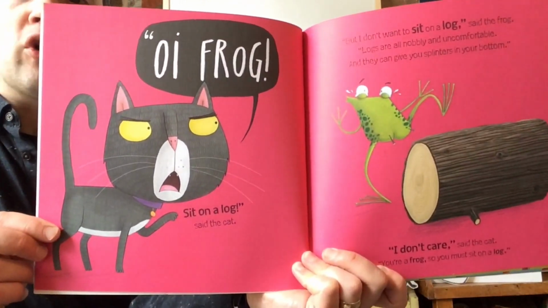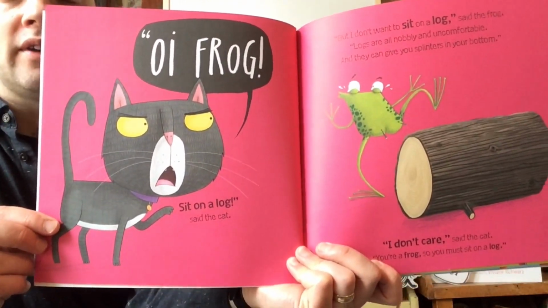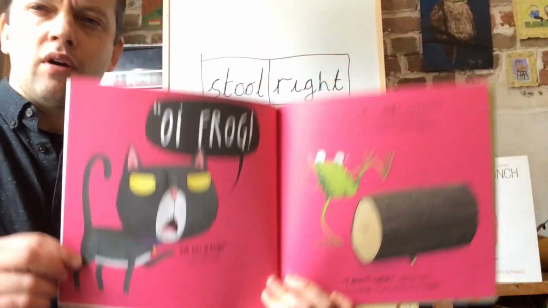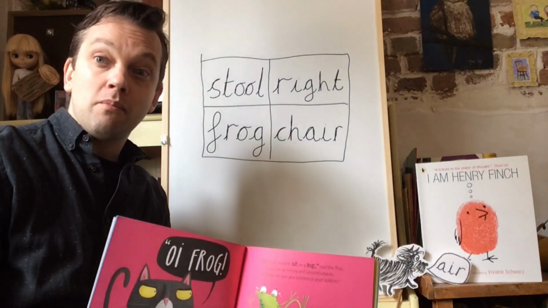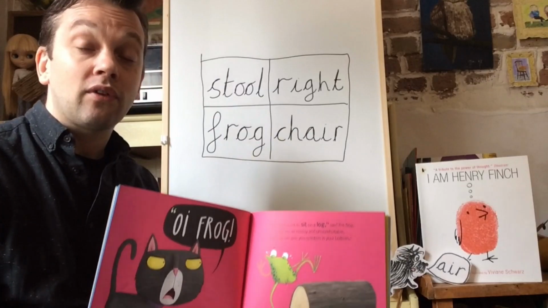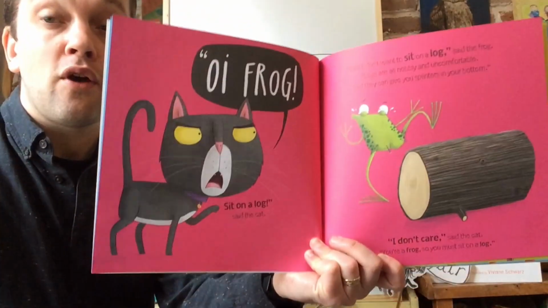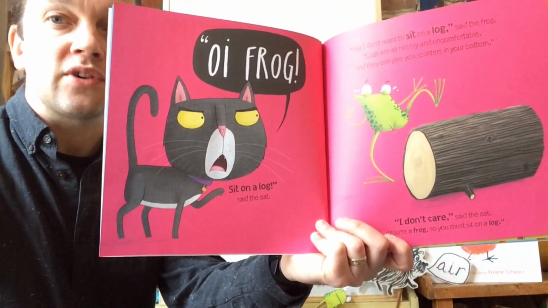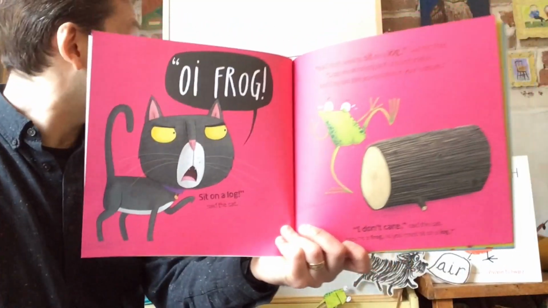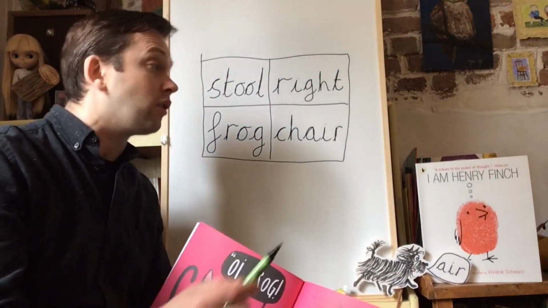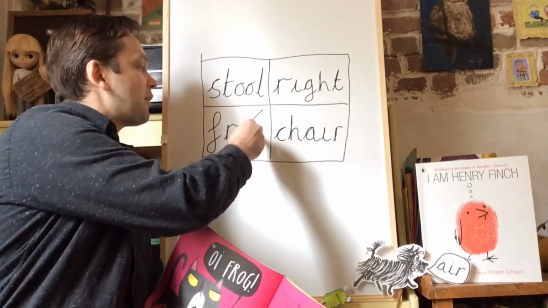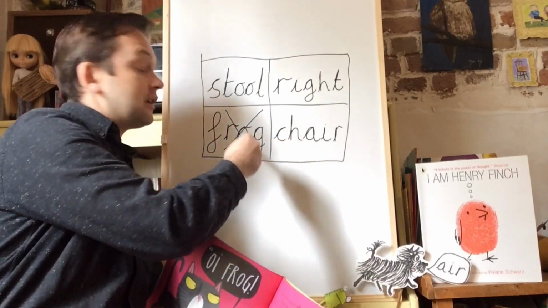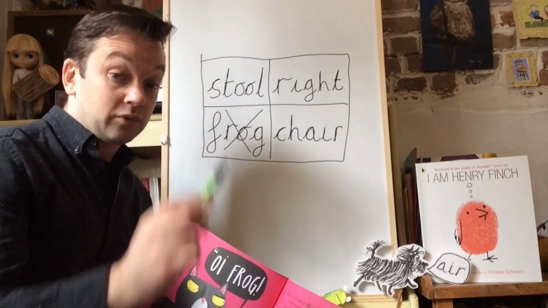Oi, frog, sit on a log, said the cat. Have you got one already? Brilliant. Which one did you get? Oi, frog, sit on a log, said the cat. Yes, it was the word frog. So we can cross that one out. Did you cross out the right word? Well done.